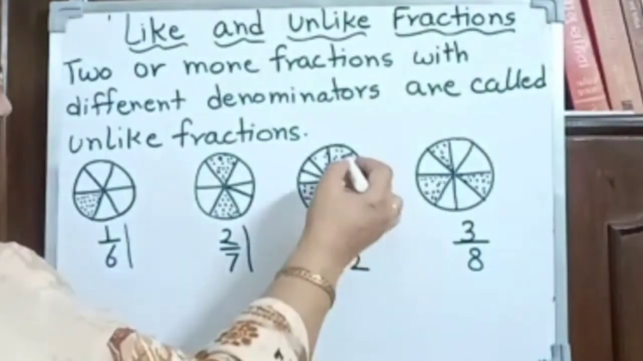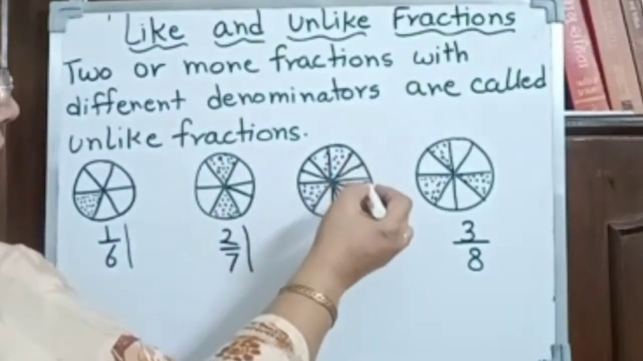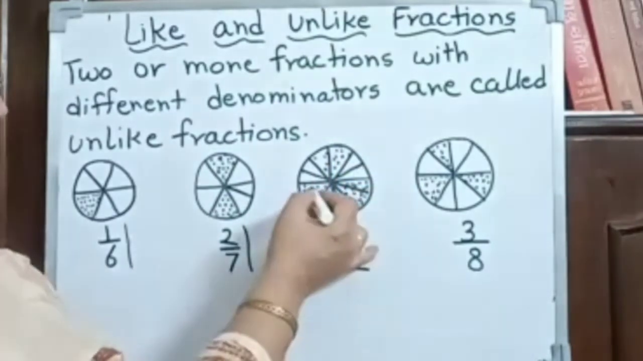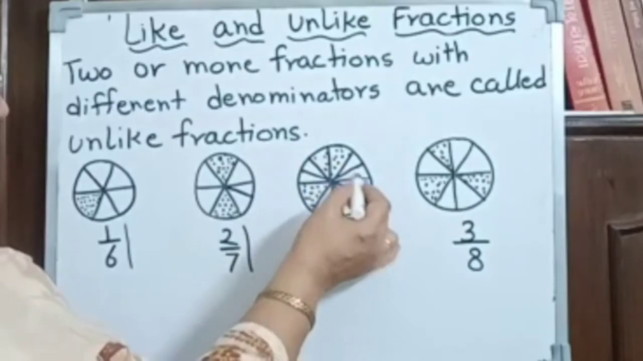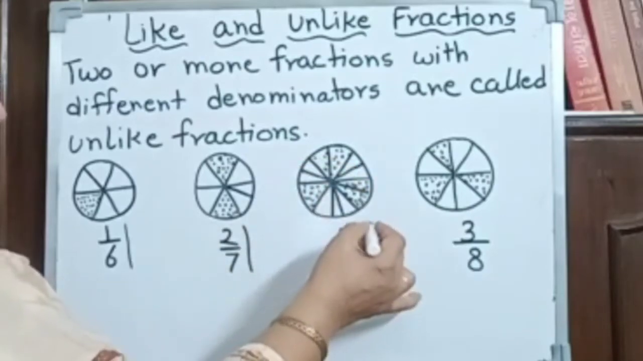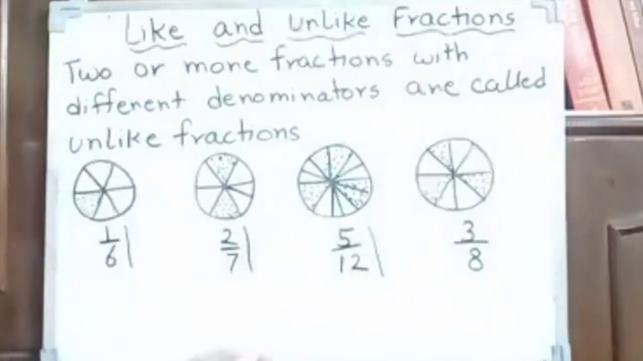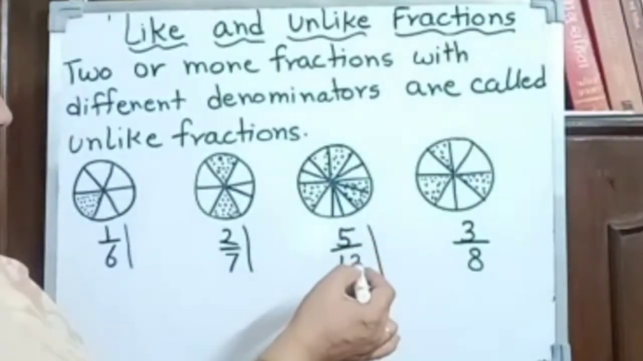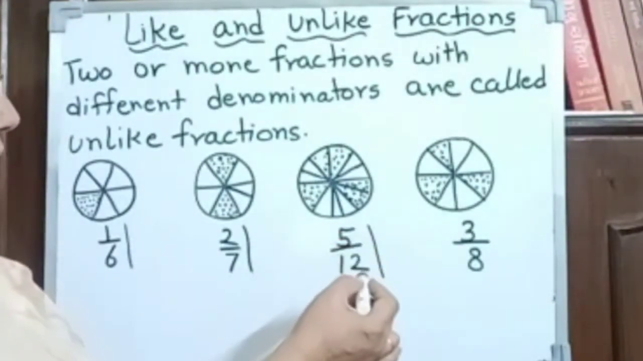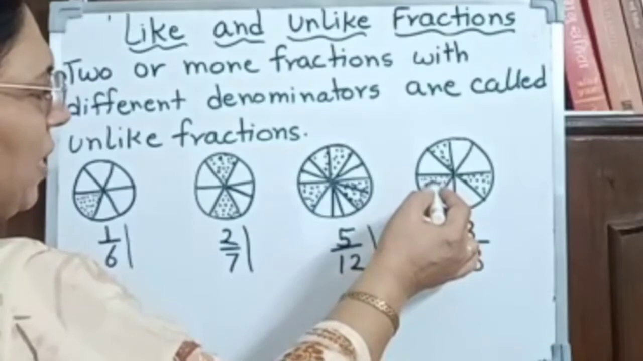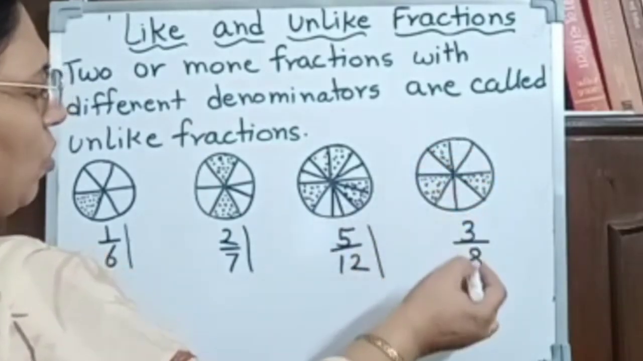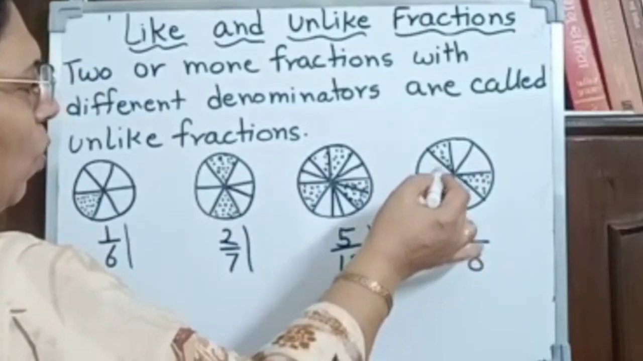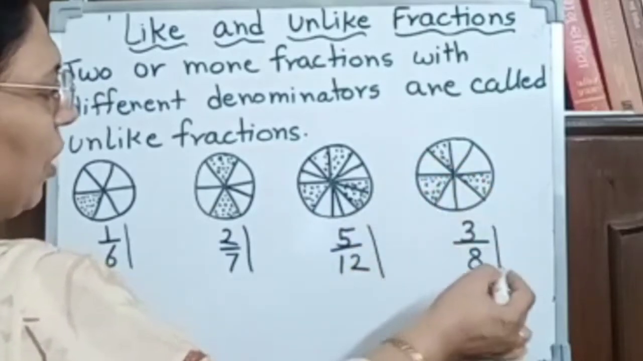Here we have 12 parts: 1, 2, 3, 4, 5, 6, 7, 8, 9, 10, 11, 12. Out of 12, 1, 2, 3, 4, 5 parts are shaded. So the fraction will be 5 upon 12 or 5 by 12. Here we have 8 parts: 1, 2, 3, 4, 5, 6, 7, 8. Out of 8, 3 parts are shaded: 1, 2, 3. So we have 3 upon 8.